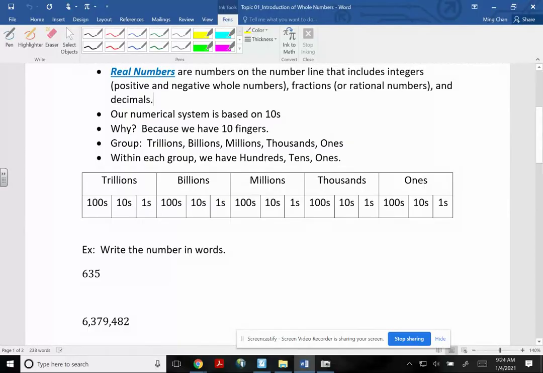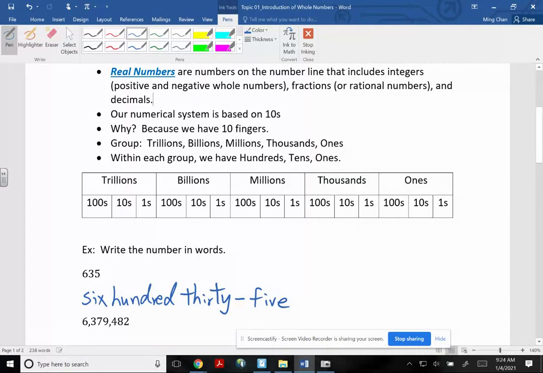Because if you think about it, if you have a number like 635, these first three digits have to be under the ones group because you don't have another digit located in the thousands group. So 635, write it in words. I will spell it out for you. When we write our numbers in words, at the end we have to use this dash, 35.